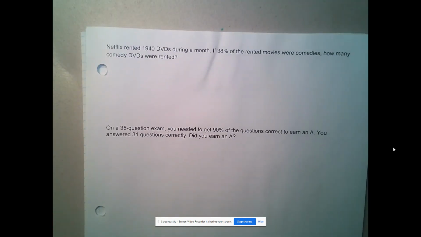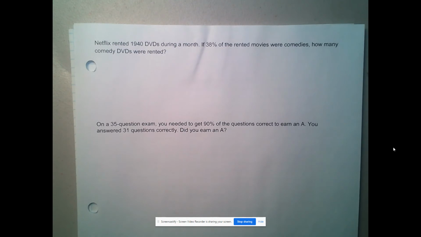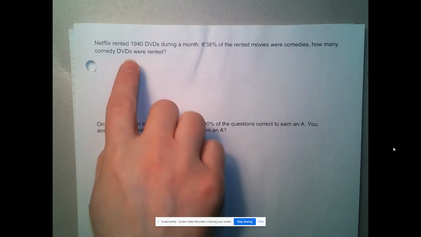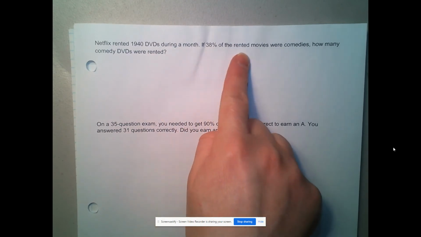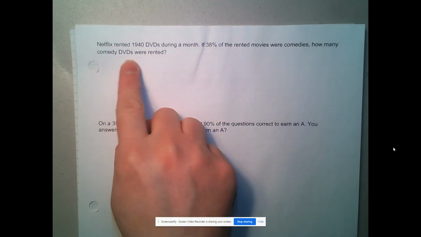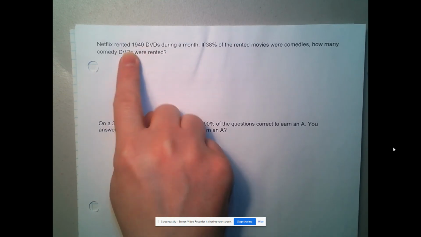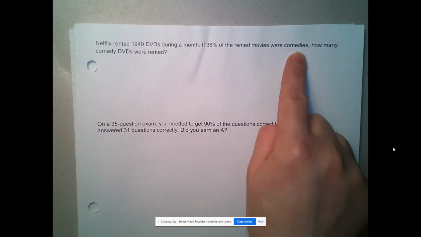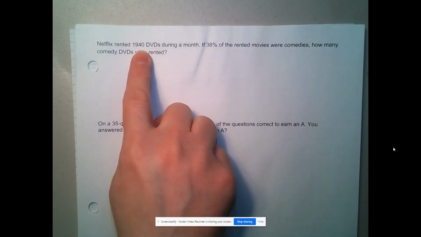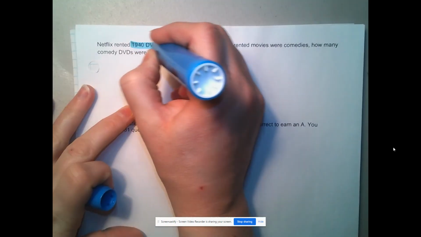All right. Now, Netflix started as a company that originally rented DVDs, a lot like you see Redbox outside of Price Chopper. So this question, a little dated. Netflix rented 1,940 DVDs during a month. If 38% of the rented movies were comedies, how many comedy DVDs were rented? So we need to start thinking now about the part and the whole. It says Netflix rented 1,940 DVDs during a month. Then they're talking about how some of them are comedies. So the 1,940, that's your whole. That's all of the DVDs that were rented.